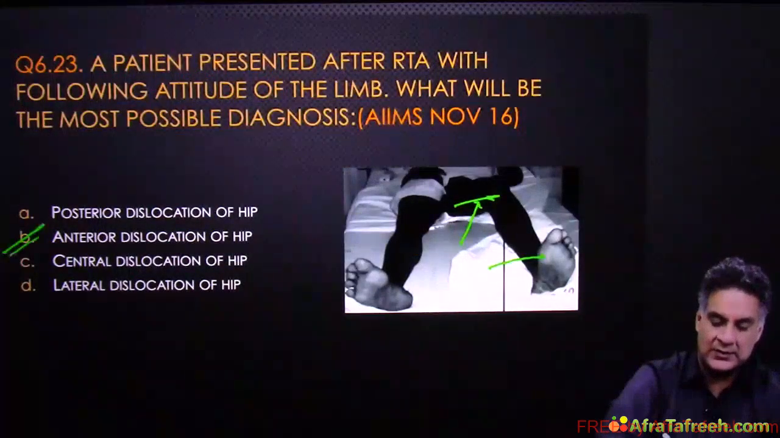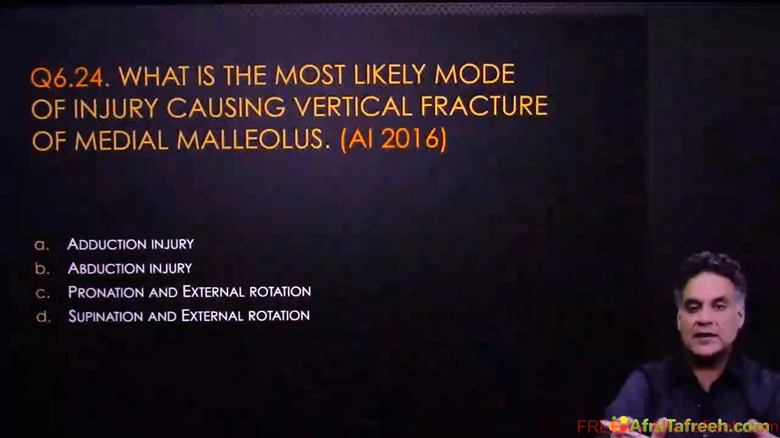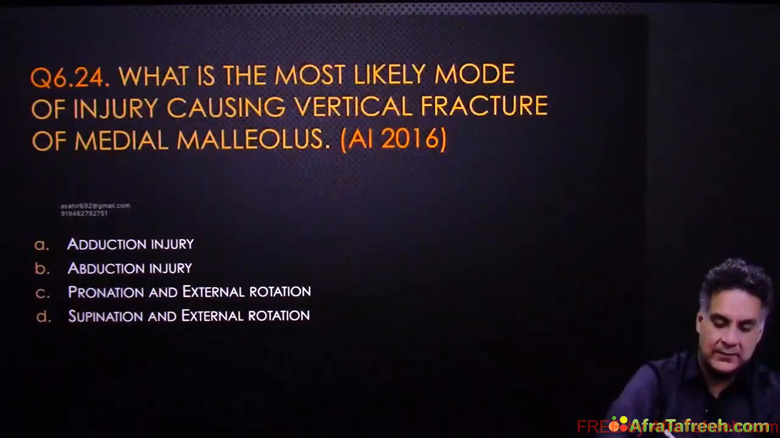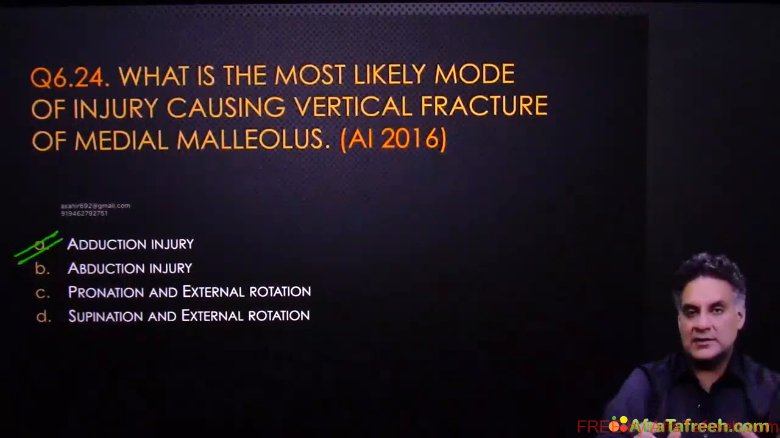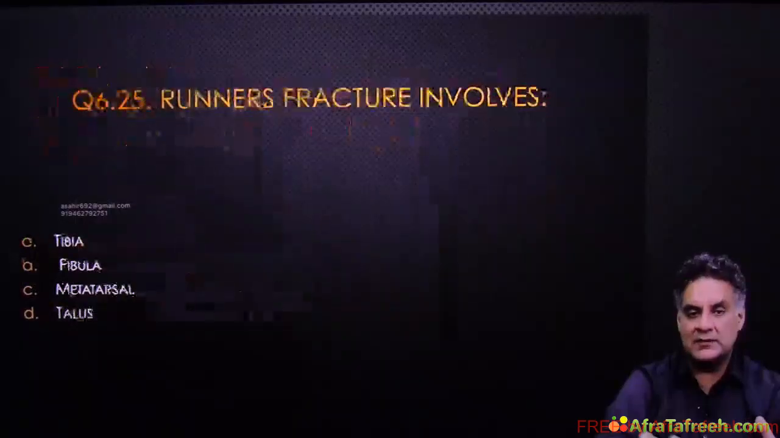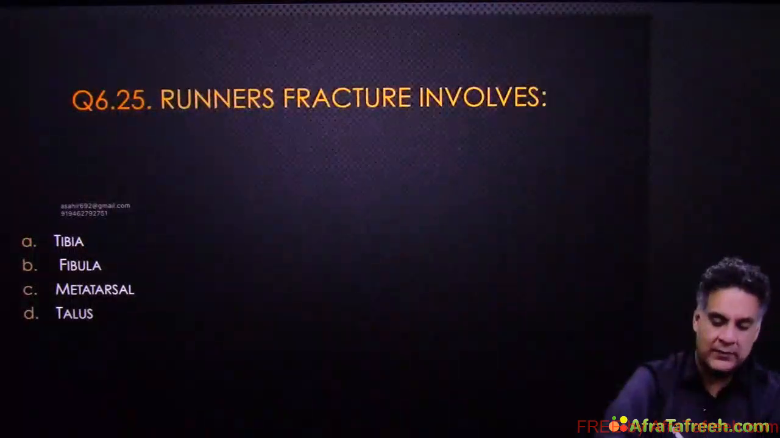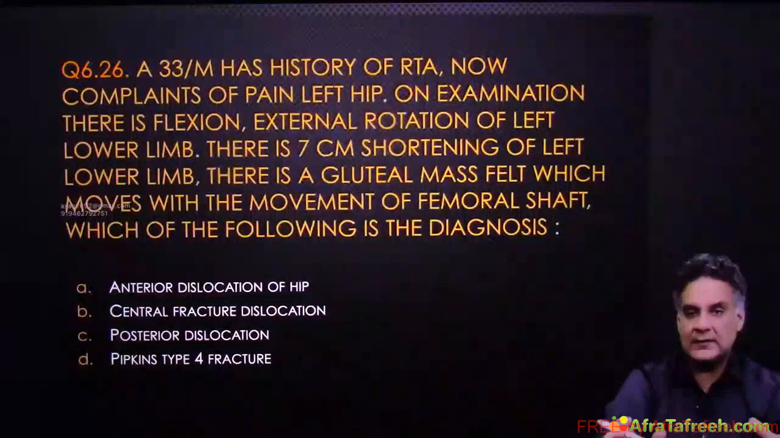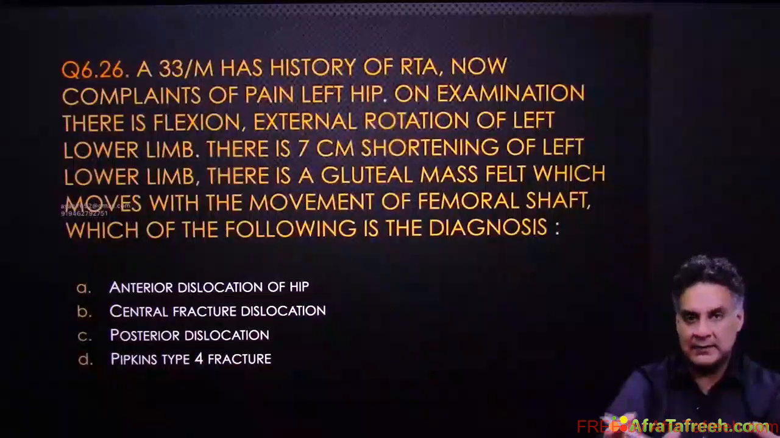Patient presented with RTA, flexion, abduction, external rotation. This is anterior dislocation. What is the most likely mode of injury of vertical fracture medial malleolus? Adduction injury. We had a word. Supination adduction injury, vertical fracture of medial malleolus. Runner's fracture, fibula.